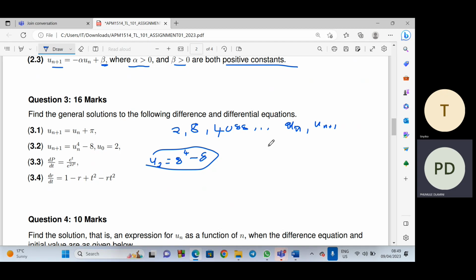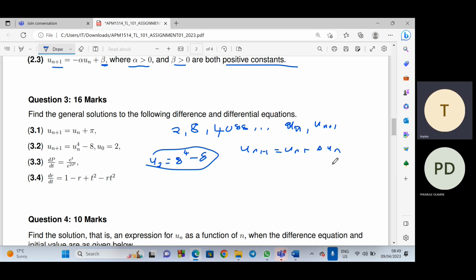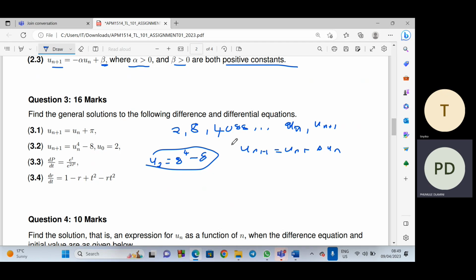We know that in this question, for us to get mu n plus 1 is equal to mu n plus the change, delta of mu n. But the difference between this formula, if we use the calculator, has a second difference, because after 8, 4,088 minus 8, there is a difference here, equal to the difference.